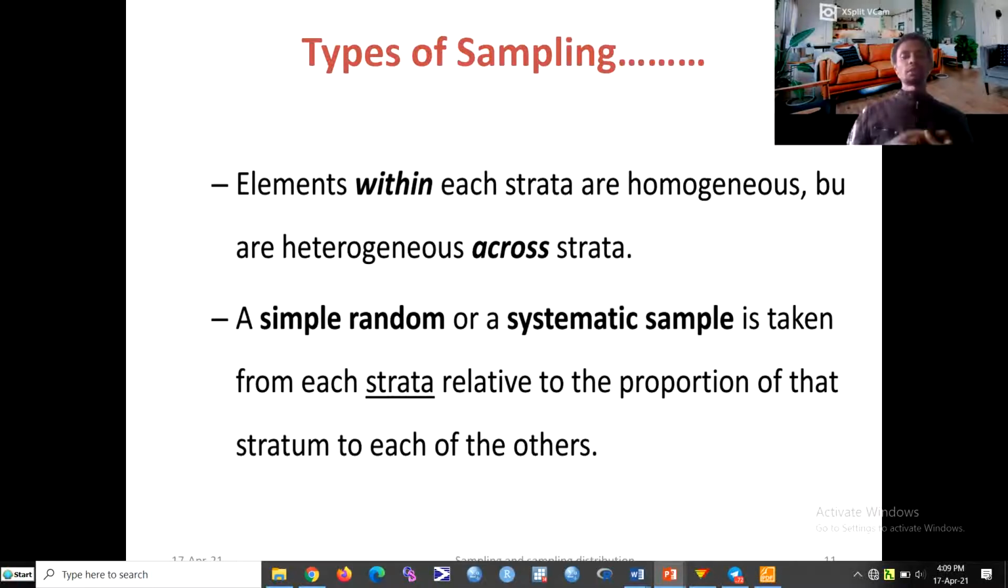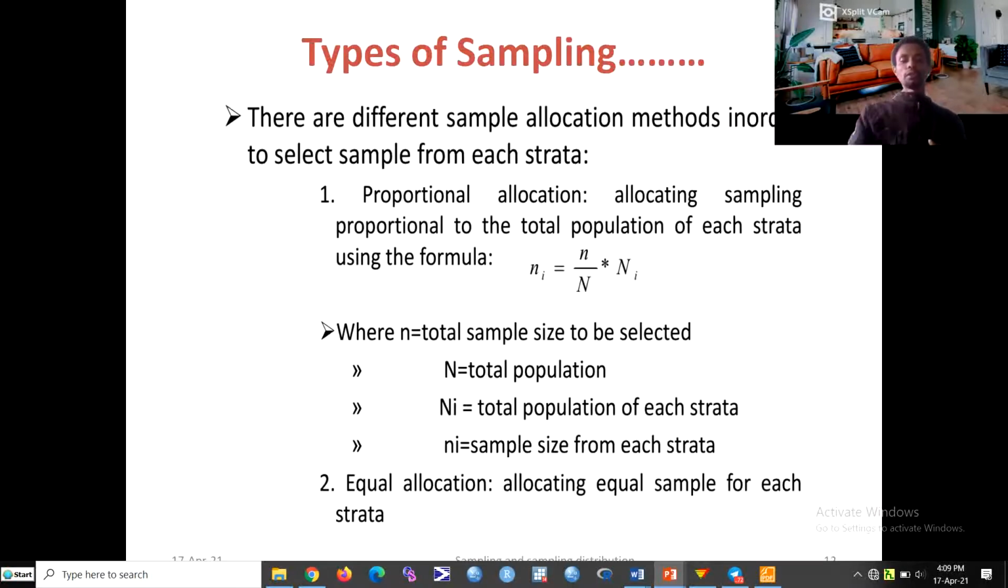So here equal samples may be taken from every stratum, or proportional allocation may be used for each stratum. If it is proportional allocation, I have to take a large sample from a stratum that has a large population, right? I have to take a small sample from a small population. If it is equal allocation, I have to allocate equally for every stratum, right?